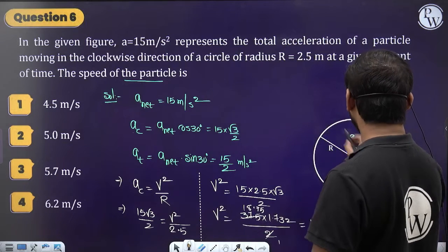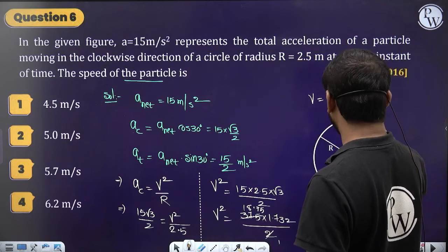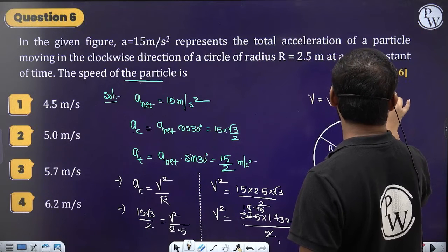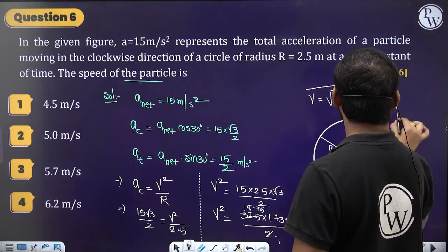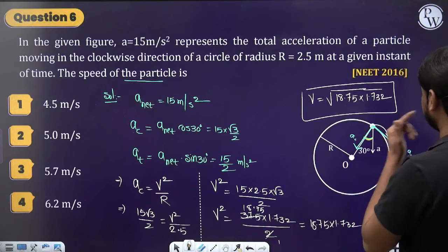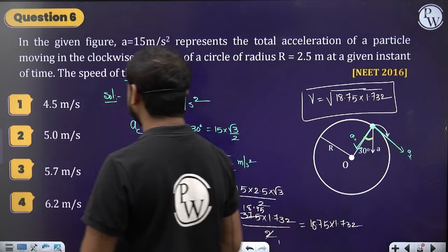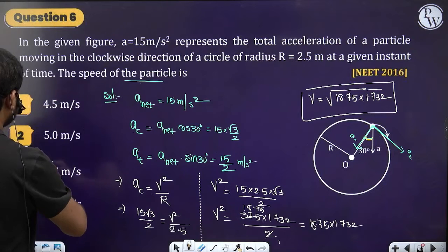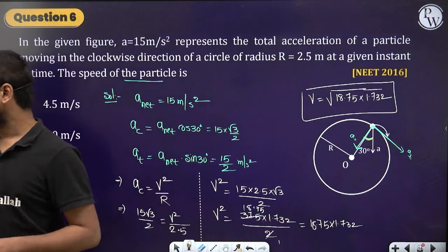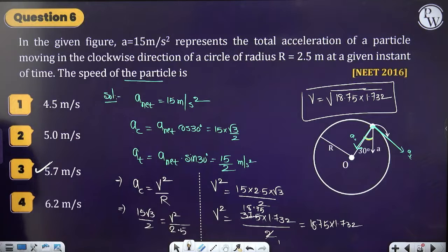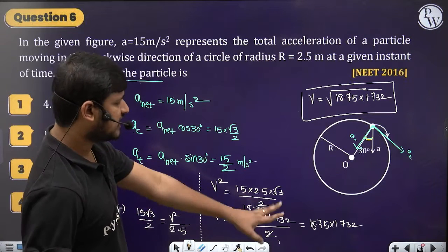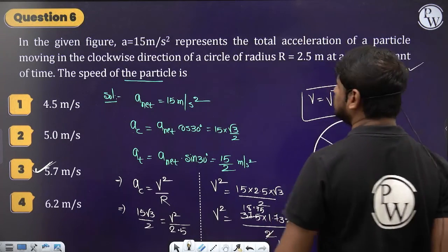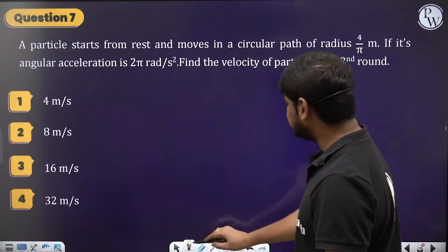Then find the V value. V is equal to the square root of 18.75 into 1.732. How much do we get? This is approximately, nearly 5.7. So we'll get approximately 5.7 meter per second. Clear? Just do the calculations. Okay, so let's move further. This question was asked in NEET 2016. Simple question. So let's take the next question, guys.